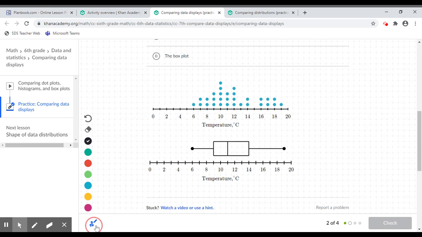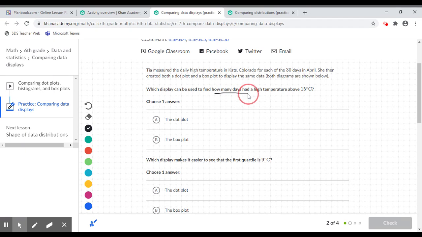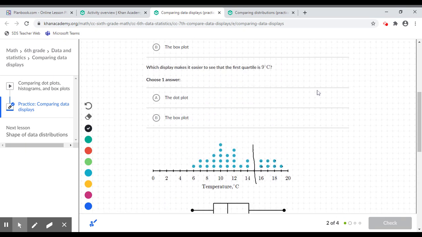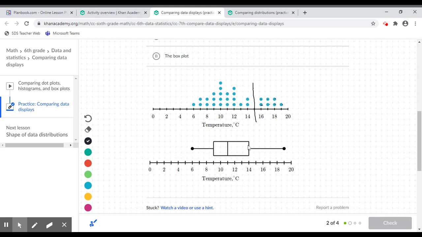If we just look at a box plot, remember they're asking how many days. If we just look at the box plot, it says above 15, all we can tell is that this quartile, for the most part, seems to be above 15. But we can't see how many measurements were in there. If we compare that instead to a dot plot, here's 15, we draw a line, we can count exactly how many days were observed to be above 15 degrees Celsius. So we would say the dot plot's better. The dot plot's better for actually counting how many items. The box plot's better for labeling a certain percentage of the data.